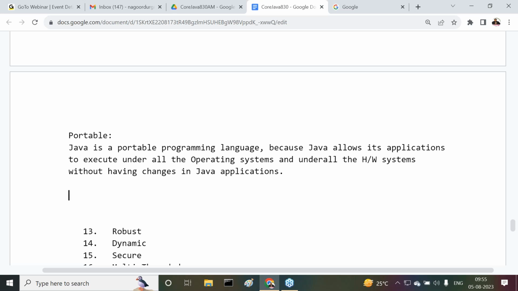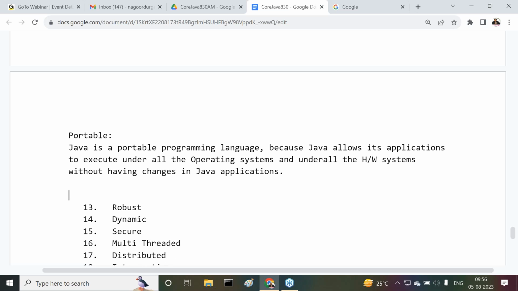That's my point here. But in Java, we don't have such kind of situations. You can execute the same program in Windows or Linux or Unix or Mac. No changes are going to be happening in our Java program. Without having changes in our program, we can run our Java applications on multiple operating systems, multiple hardware systems. Because of that reason, Java is a portable programming language.